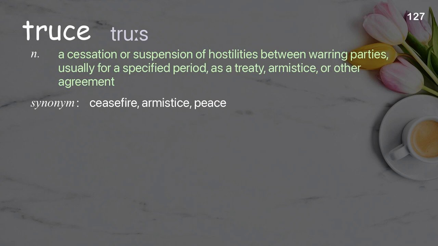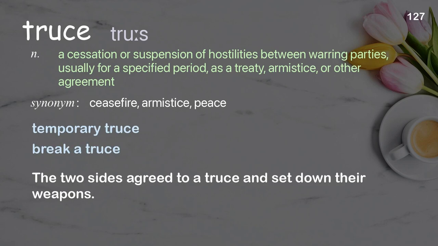Truce. A cessation or suspension of hostilities between warring parties, usually for a specified period, as a treaty, armistice, or other agreement. Examples: Temporary truce. Break a truce. The two sides agreed to a truce and set down their weapons.